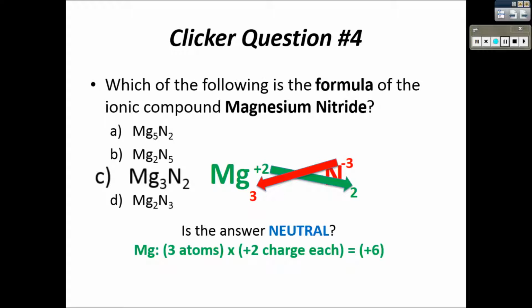Answer choice C says that there are 3 atoms of magnesium. So you have 3 atoms with a +2 charge on each. So 3 times the +2 is +6. For nitrogen, N2, you got 2 nitrogens or 2 nitrides, and they have a -3 charge each. 2 times -3 is -6. So when you add a +6 and a -6, you get a 0. So the answer C is correct.